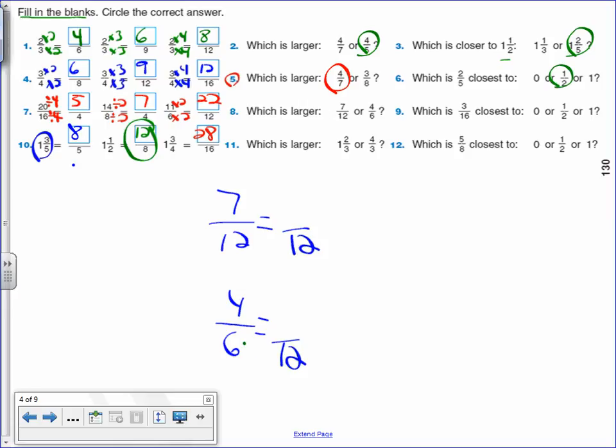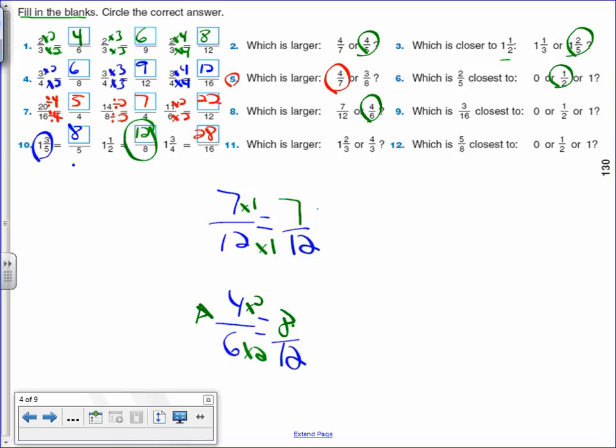6 times 2 equals 12. 4 times 2 equals 8. 12 times 1 equals 12. 7 times 1 equals 7. You see how this didn't have to change? Well, which one is larger? 8/12 is, or 4/6 is larger because 8 is larger than 7. So 4/6 is larger.